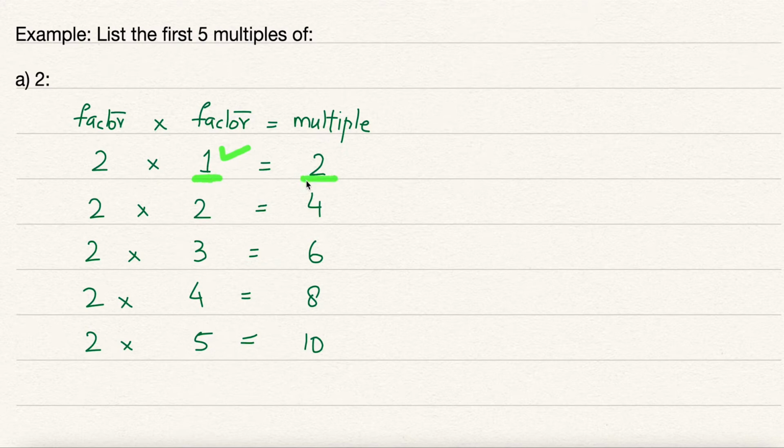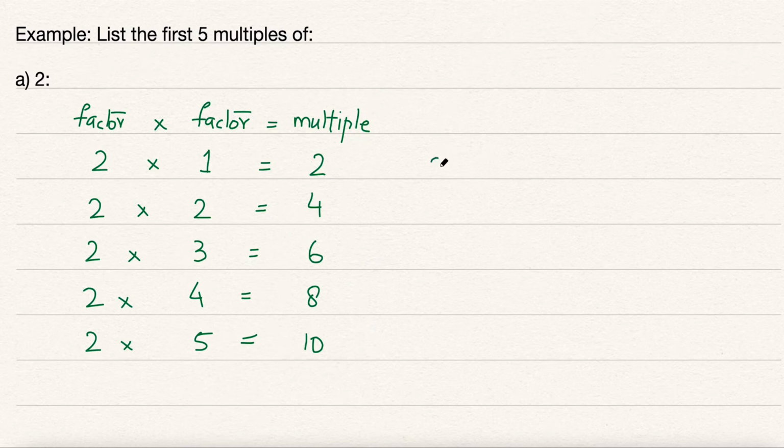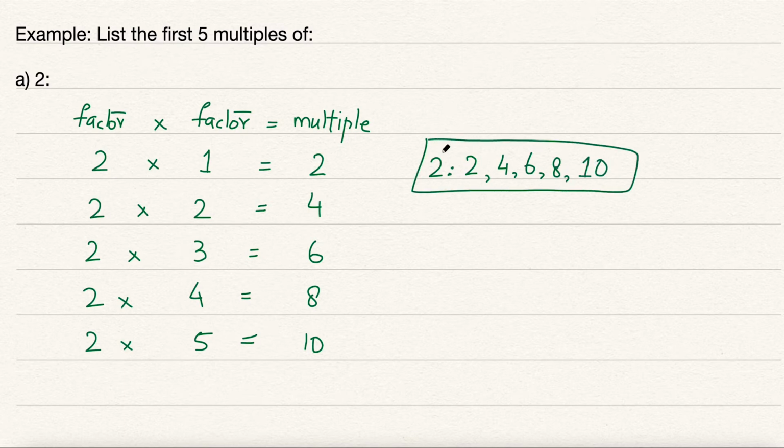This is the first multiple, this is the second multiple, this is the third multiple, and this is the fourth multiple, and then we have the fifth multiple. The first 5 multiples of 2 are 2, 4, 6, 8, and 10. So multiples of 2 will be 2, 4, 6, 8, and 10. These are the multiples. Let's look at the other example.